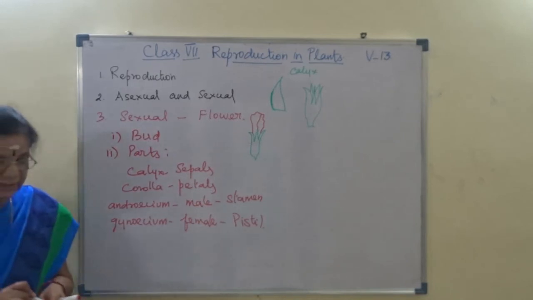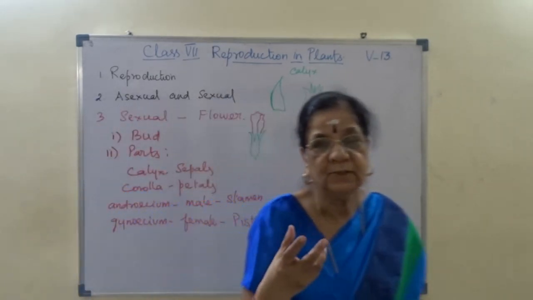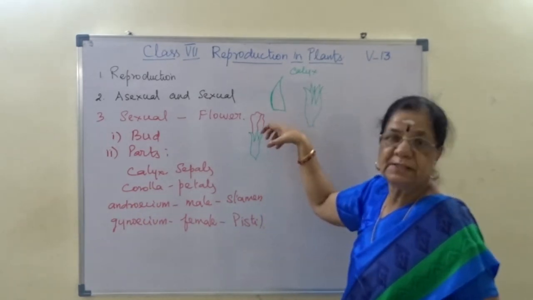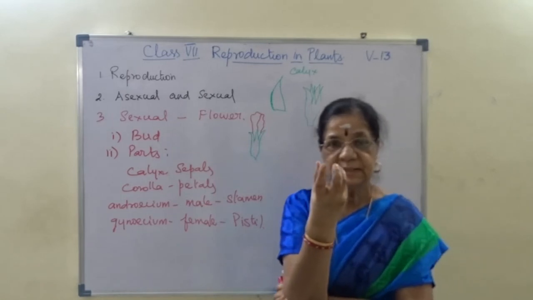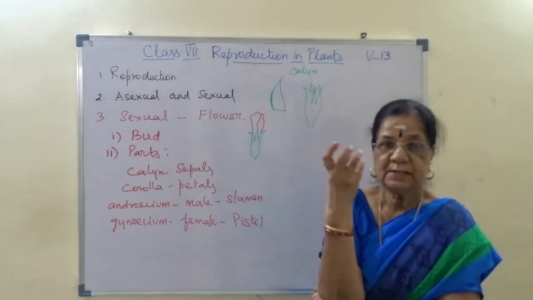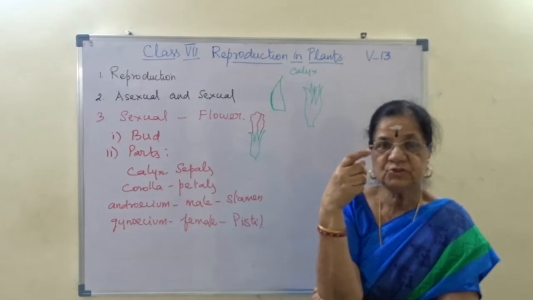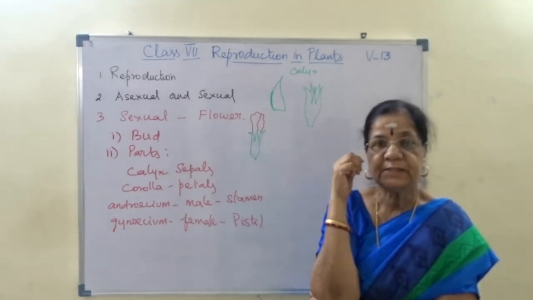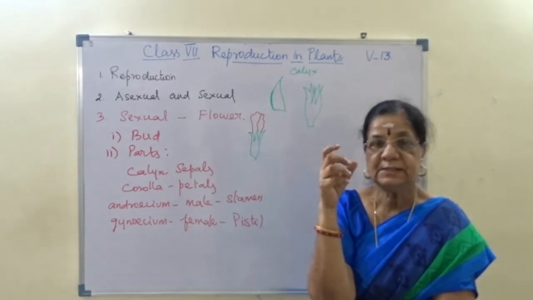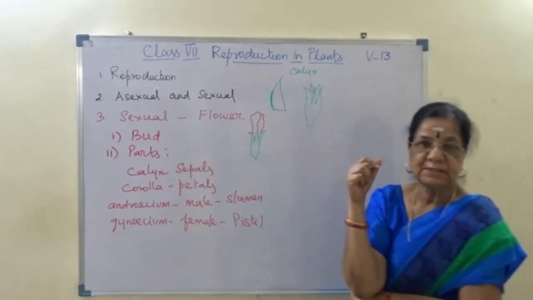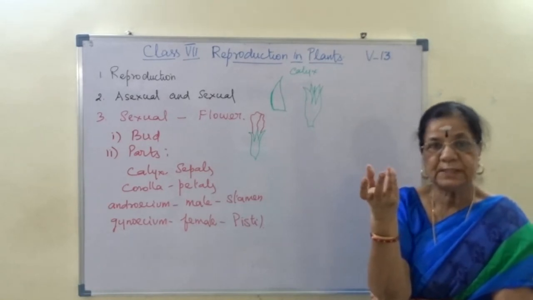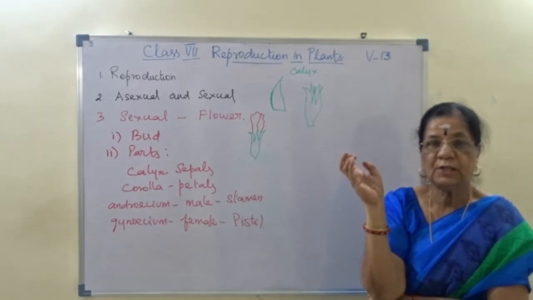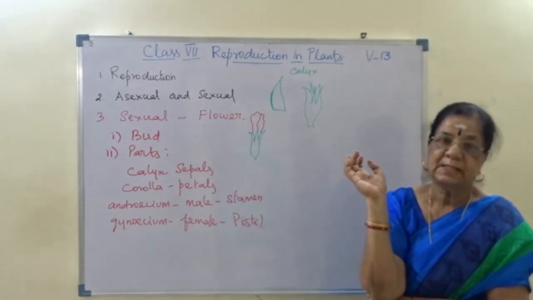One is a flower in a bud condition, another one is an open flower. In the flower in a bud condition, the calyx wraps around the androecium and gynoecium, which will be present inside. That is the flower in a bud condition. When the flower is opened up, we can separate the calyx, corolla, androecium and gynoecium.